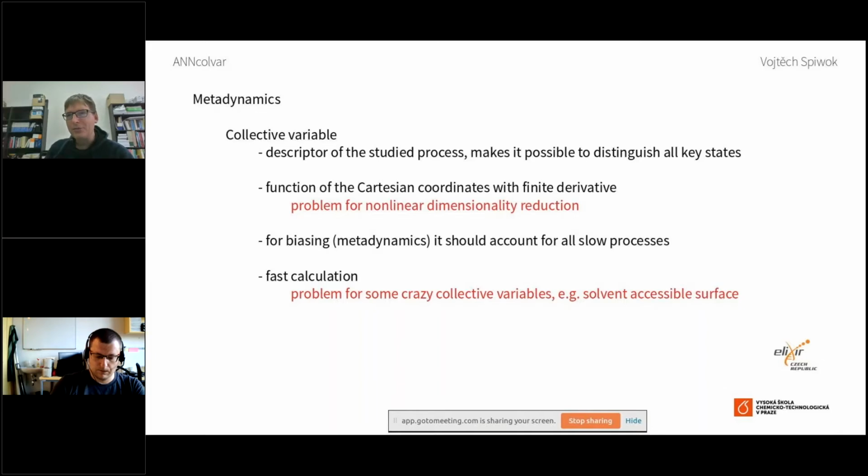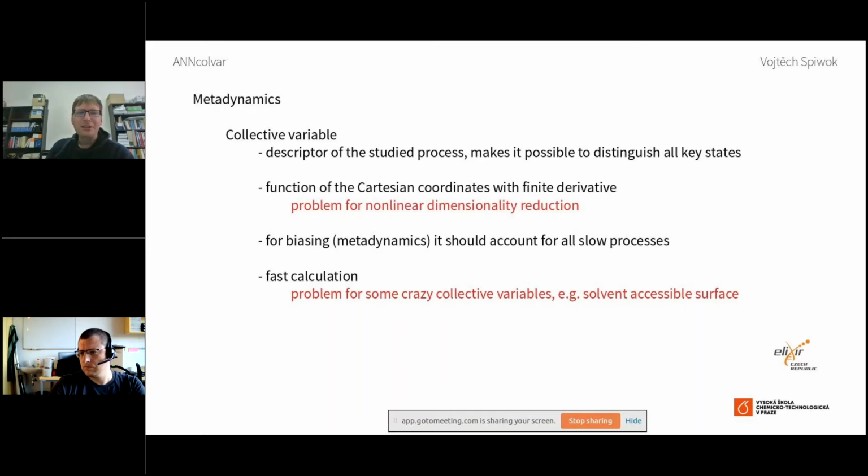But for some more complex systems, it's necessary to look for more sophisticated collective variables. A collective variable must be a good descriptor of the studied process, and it should make it possible to distinguish all key states. So for example, this distance is low for the bound state and high for the unbound state. It must be a function of Cartesian coordinates with finite derivative. You can easily calculate the distance in Cartesian coordinates by the Pythagorean theorem, and you can easily make its derivative.